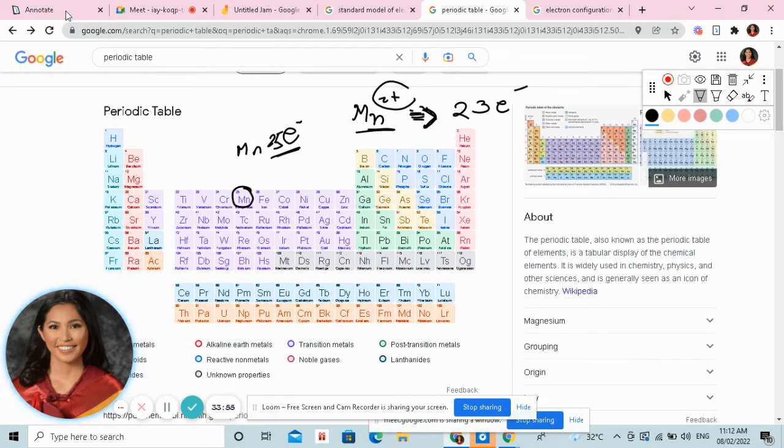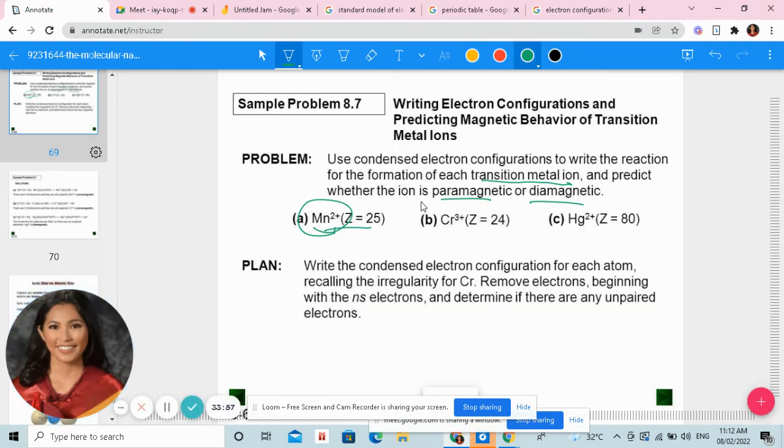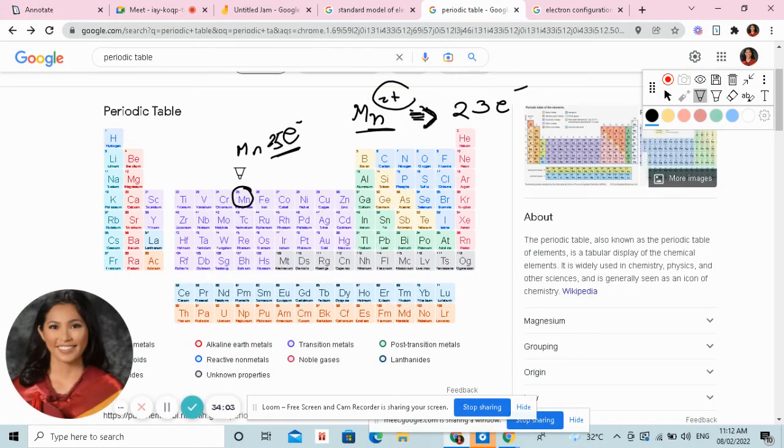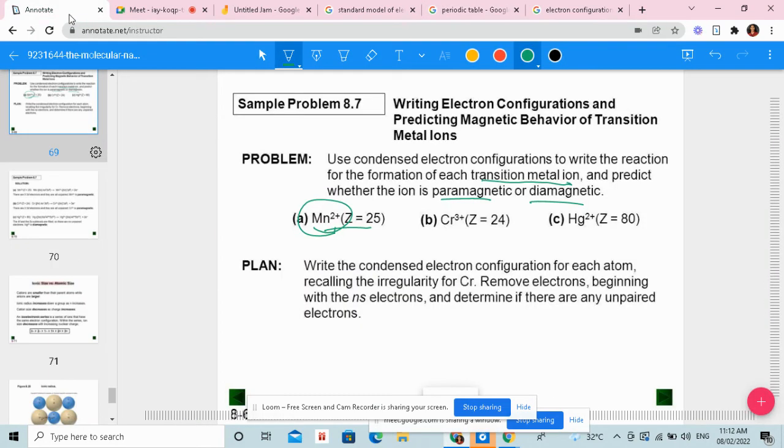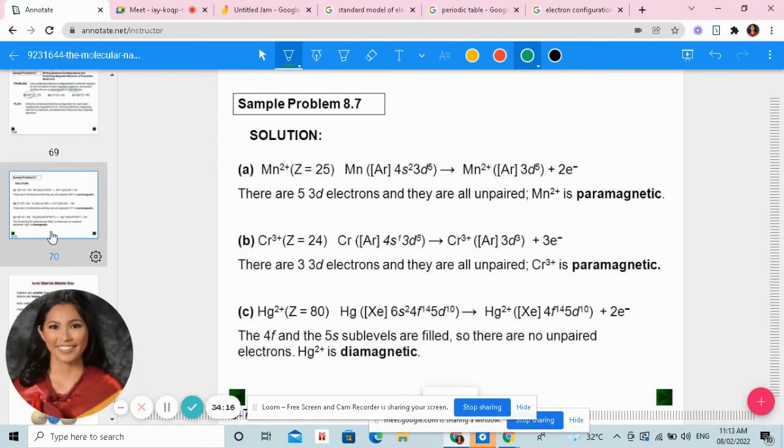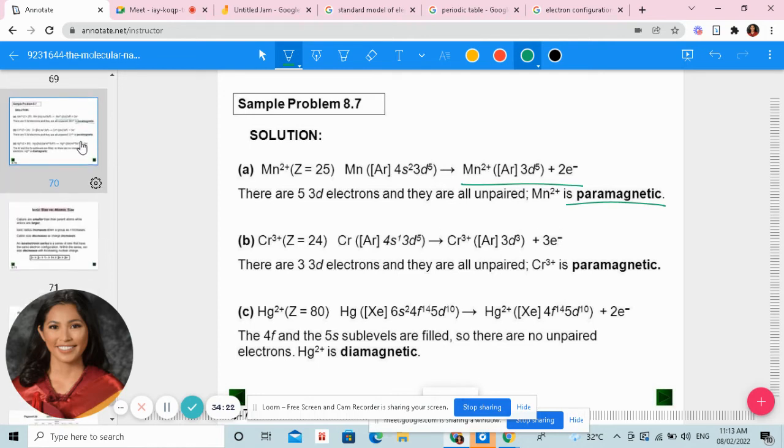All right, now this time you are going to write the condensed configuration on that. If we have 23 electrons, that is isoelectronic to vanadium. They have the same number of electrons as vanadium. Okay, you write the configuration on that. Then identify if it is paramagnetic or diamagnetic.